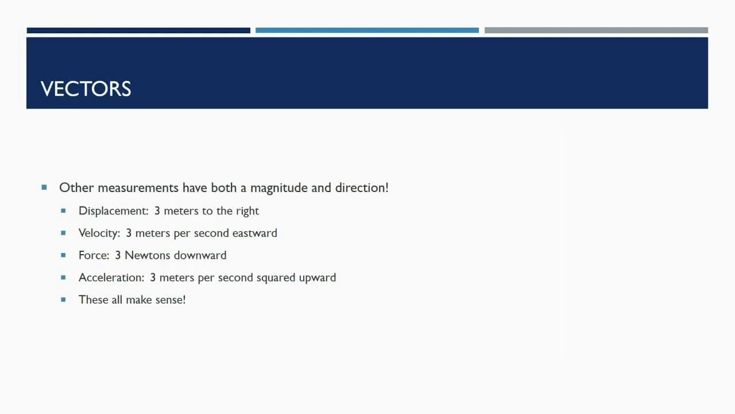Vectors are measurements that have both magnitude and direction. Displacement, you can say 3 meters to the right. Velocity, you could say 3 meters per second eastward. Force, you could say 3 newtons downward. Acceleration, 3 meters per second squared upward. All of these make sense because there is both a magnitude and a direction.